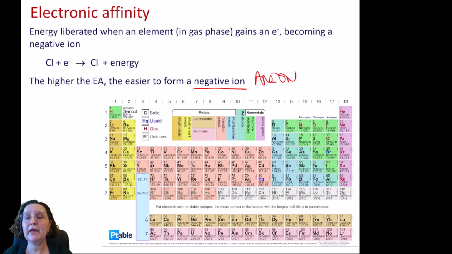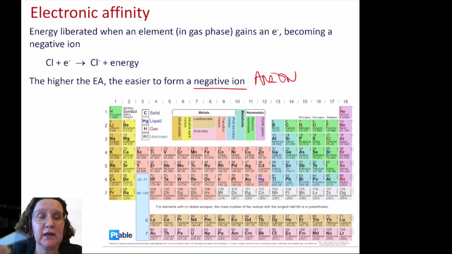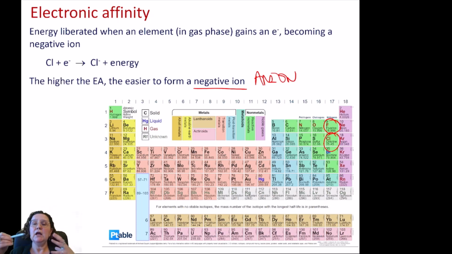So if I compare, and I go to this side of the periodic table on purpose, fluorine and chlorine. Chlorine is much larger than fluorine. We're talking about 17 protons instead of 9. When fluorine gains an electron, that electron is going to go closer to the nucleus than when chlorine gains an electron. So yes, it's still energy liberated, but it's a smaller amount.